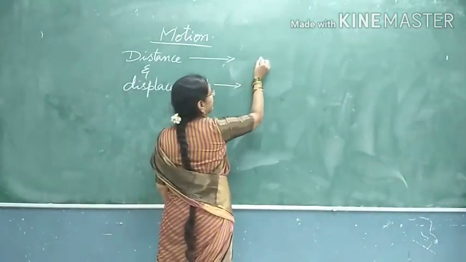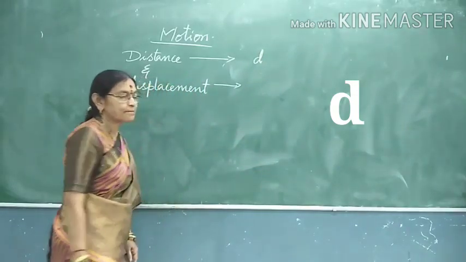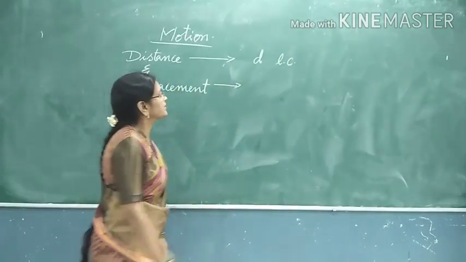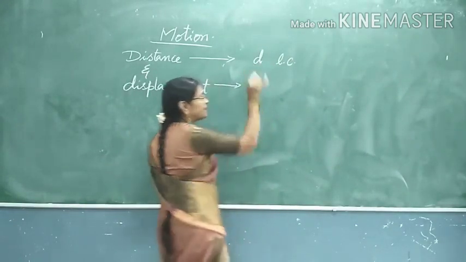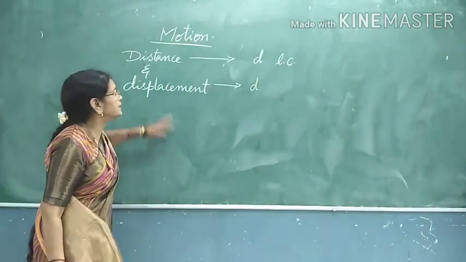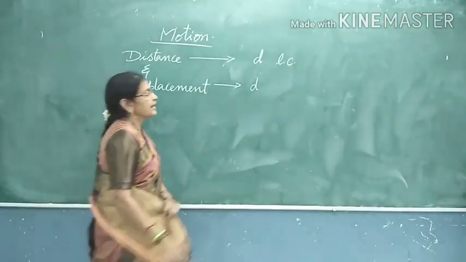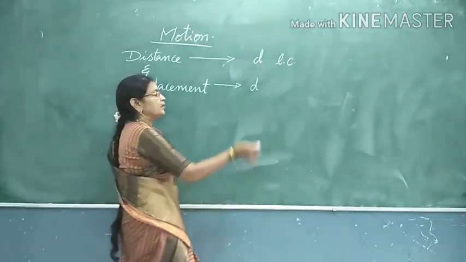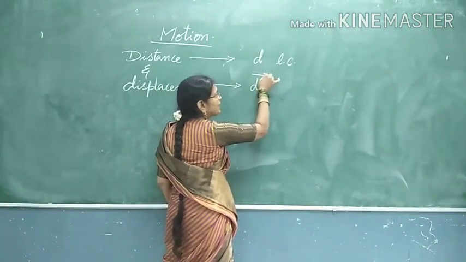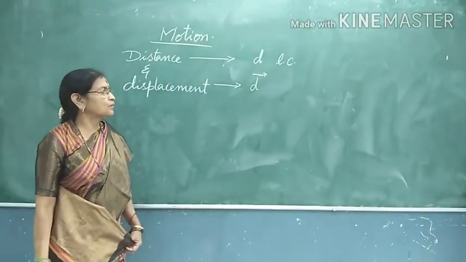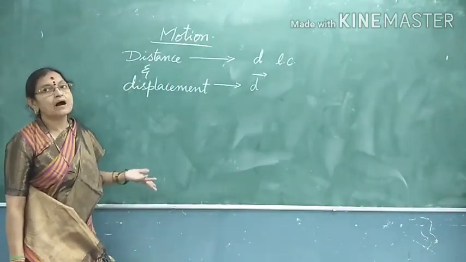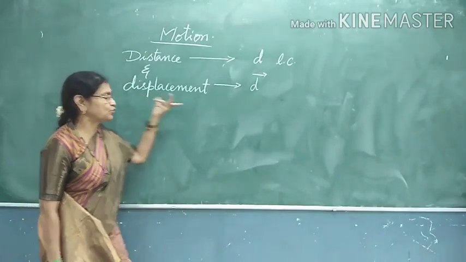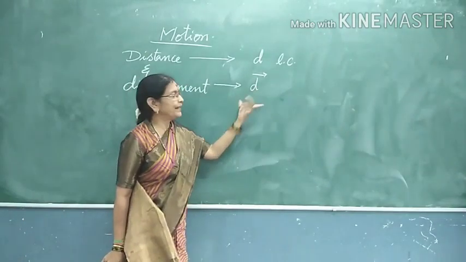Distance is designated by small d. What is it by definition? Length covered by a moving body. Whereas displacement is also designated by d. But what we have learned yesterday, displacement is a vector quantity. So vector quantities are designated with the symbol and an arrow mark above, which represents a vector quantity. So while pronouncing displacement, you need to say d vector.